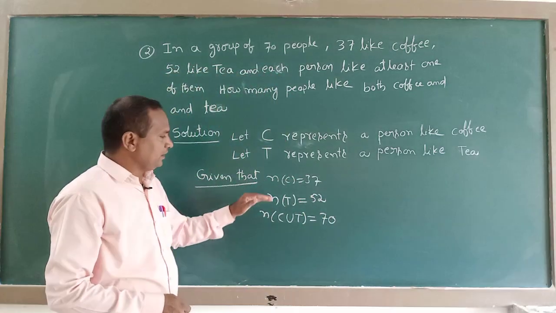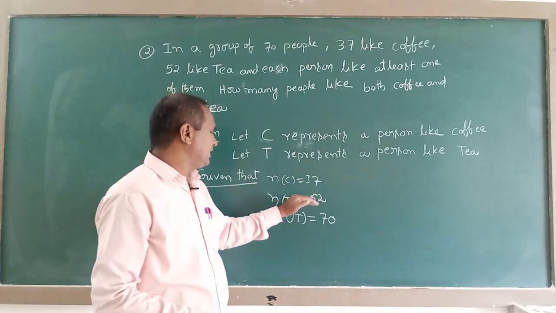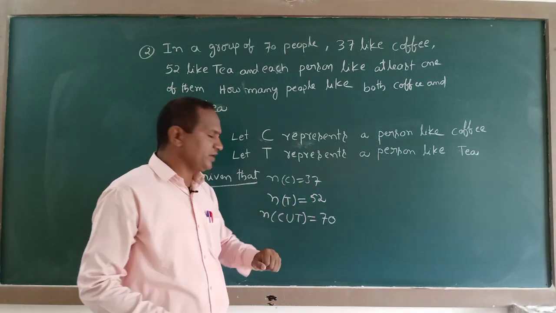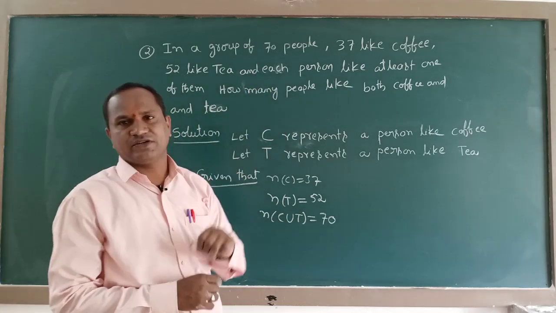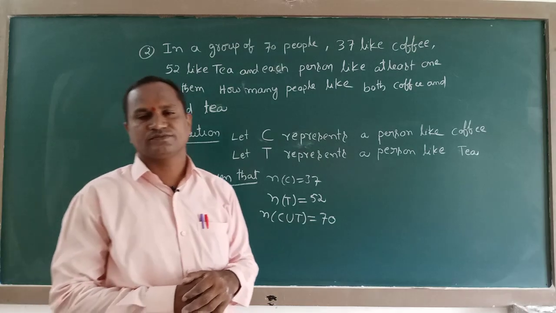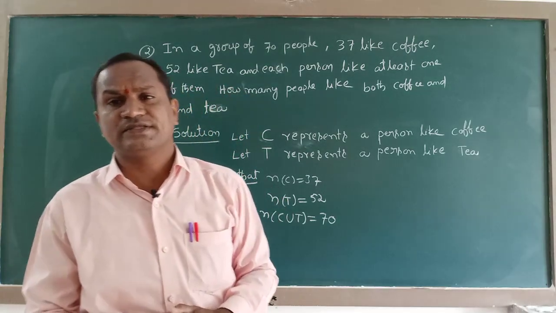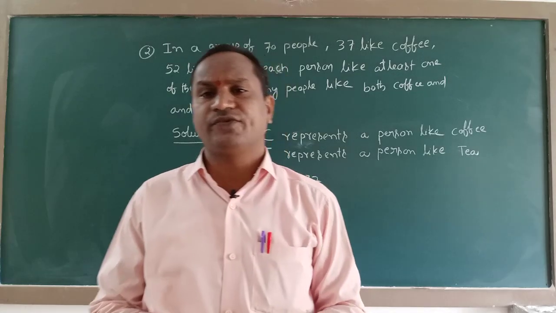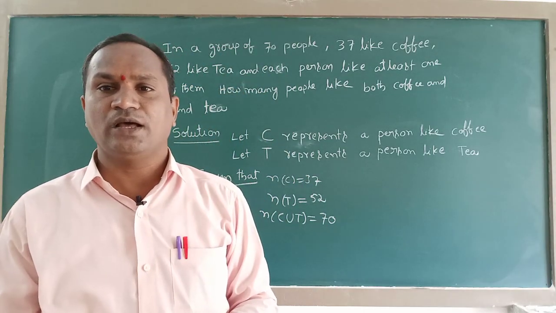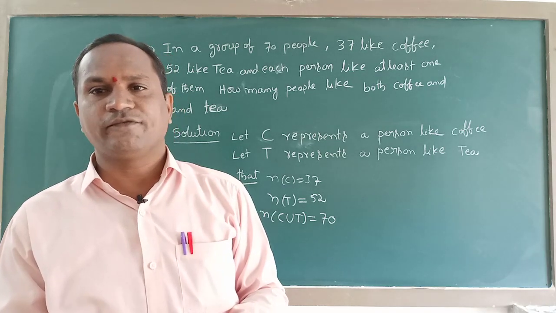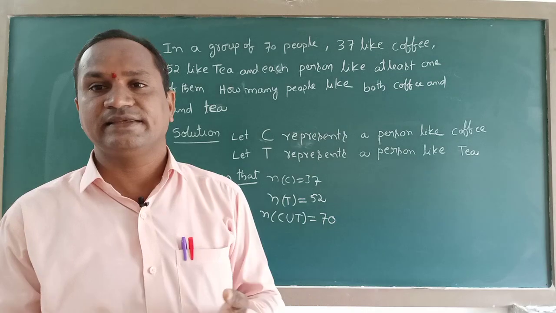That means separately you take the values here, n of C is equal to 37, n of T is equal to 52. Now n of C union T is equal to 70, the total values. Now, how many persons like both coffee and tea? About that, if you want to know, we have to apply the union formula of two sets A and B. That is, instead of A and B, you consider C and T here.